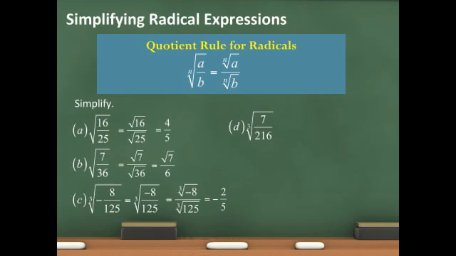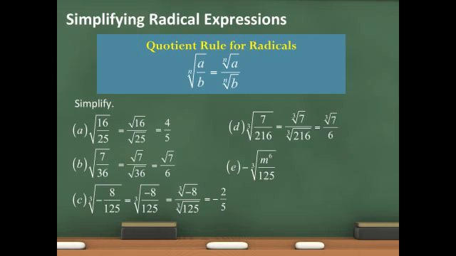In part D, we are given the cube root of 7 over 216. Again, we rewrite the problem as the cube root of 7 over the cube root of 216. In this case, only 216 is a perfect cube. 6 times 6 times 6 is 216. So the 7 will stay in the radical. Therefore, our final answer is the cube root of 7 over 6.